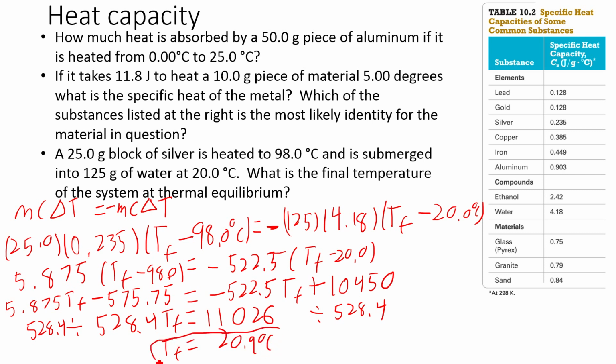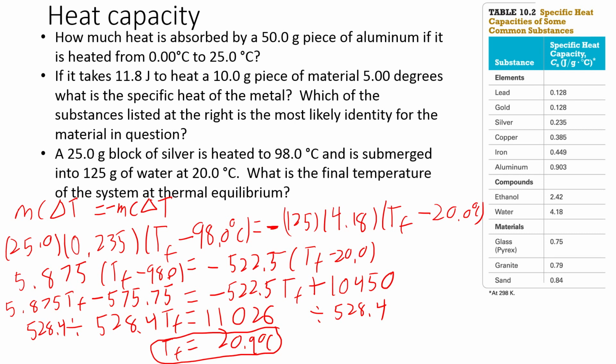And as a good check, we see that this temperature falls between the 98 of our silver and the 20 of our water. If it had fallen below 20 degrees or above 98, we would have a problem, because I can't put something hot into something cool and make it colder. And I'm not going to put something hot into something cool and make the heated material actually increase in temperature.